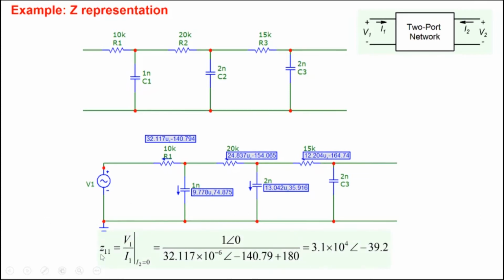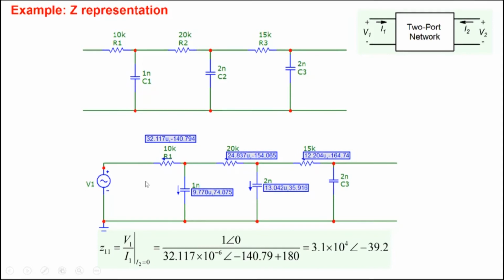And note that Z11 is V1 by I1 with I2 equal to 0. So these are my output terminals here. I2 is 0 because I've kept it open circuit. And we've applied a voltage. We could have applied a current source and measured the voltage. So both of them are equivalent. V1 by I1. And in simulation, I have all the values here. So the phasor value is 1 angle 0. The current that is flowing here is showing 32.117 with an angle of minus 140.